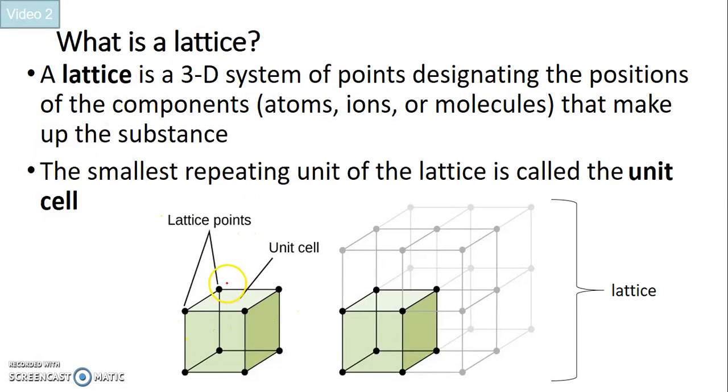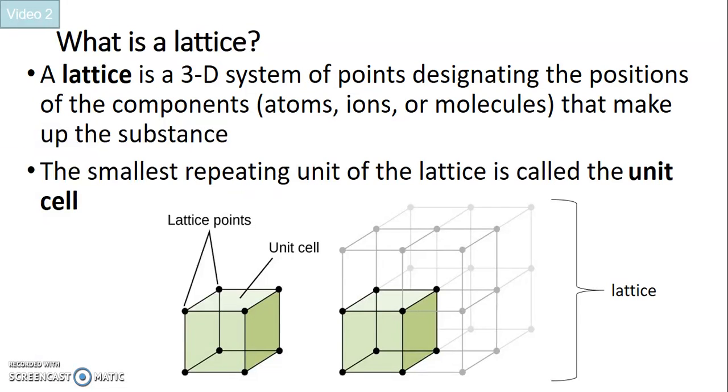And so these lattice points can either be, this unit cell could be an atom, it could be an ion, or it could be a molecule, based on whether we're talking about atomic solids, ionic solids, or molecular solids, which is what we'll get into in a moment. But first I want to talk a little bit about this lattice and how we know exactly what the organization of a lattice structure is.